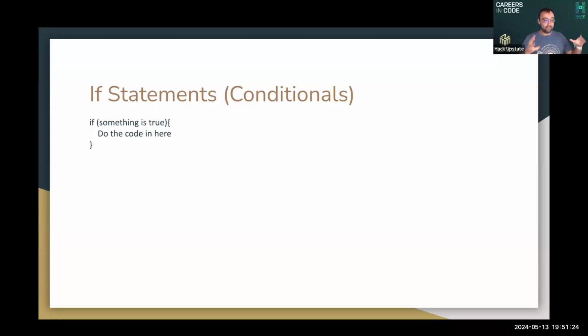And we say, hey, if this thing is true between these parentheses, then we go to the curly braces and we say, do all of the lines of code between those curly braces. But those curly braces will only run if that condition is true. So let's see that. We also can do an else statement. If this thing is true, then run the code between the first curly braces. Otherwise, go do this other code down here instead.